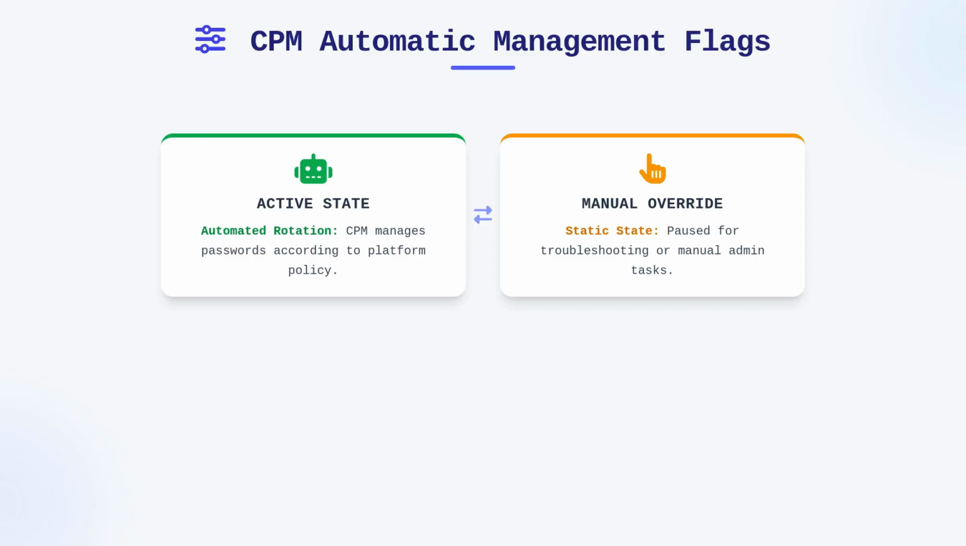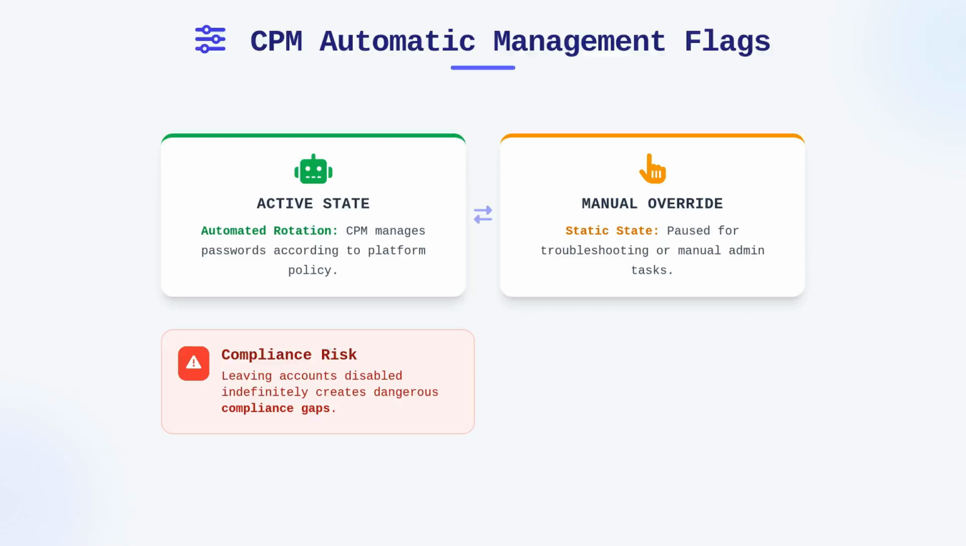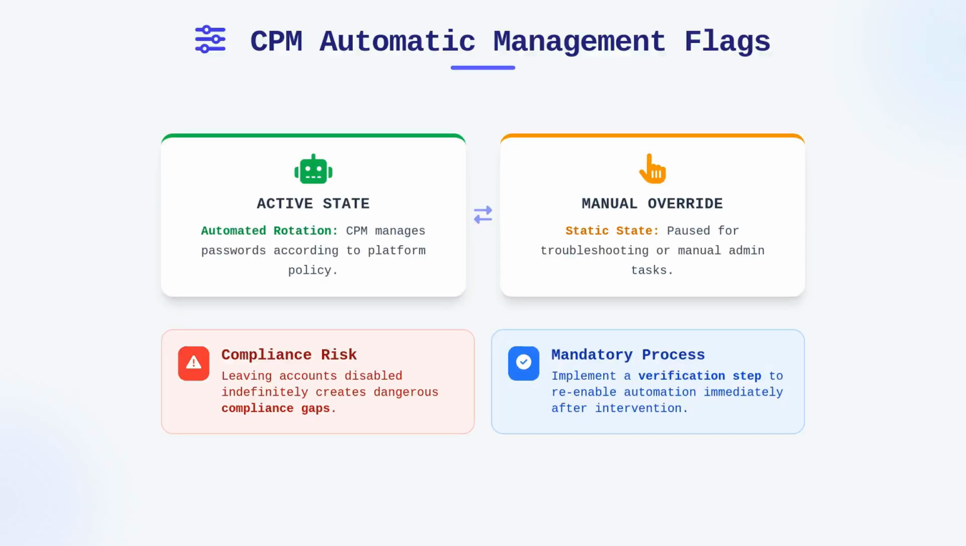This is a powerful feature that requires disciplined use, as leaving an account in a disabled state indefinitely can easily lead to compliance gaps if it is forgotten. Always ensure that your internal process mandates a verification step to re-enable automated management as soon as the manual intervention is complete.